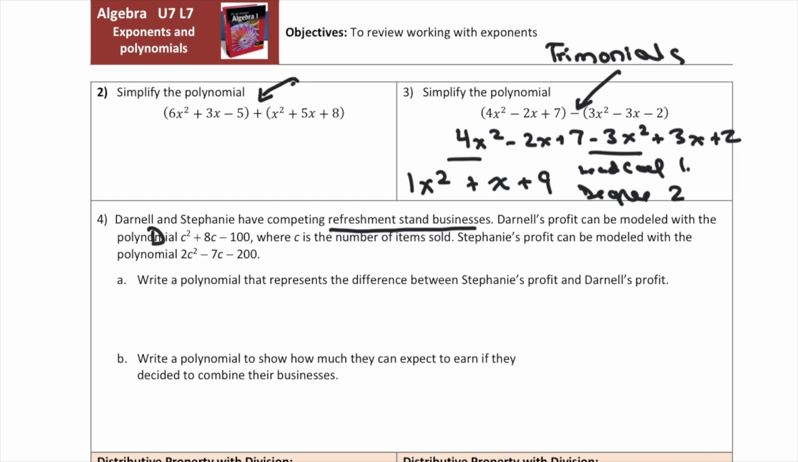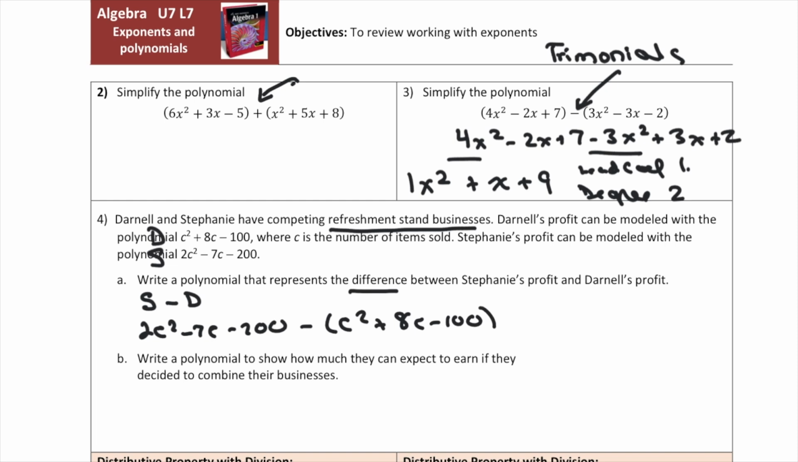We have Darnell's model and we have Stephanie's model. Write a polynomial expression for the difference between these models. So the difference between Stephanie's profit and Darnell's profit. So what we want to do is take Stephanie's model minus Darnell's model. So make certain you get your minus signs in the right place. Write your expression. So we'll have this minus RC squared plus 8C minus 100. Then you simplify the same way we did number 3.